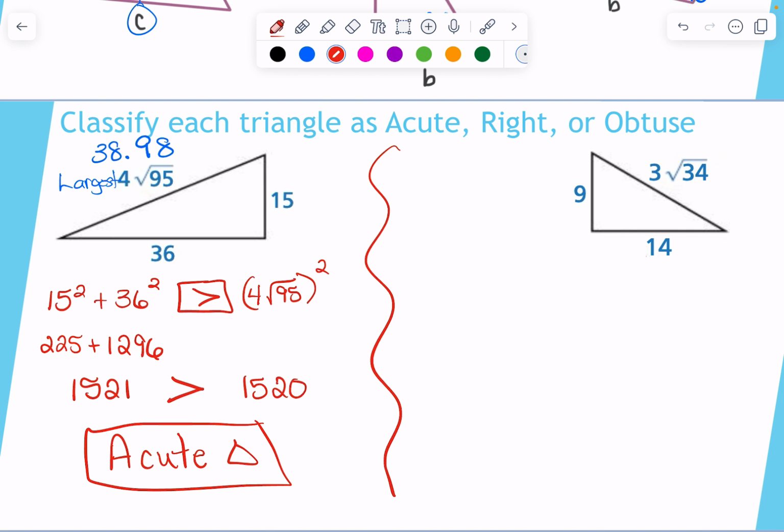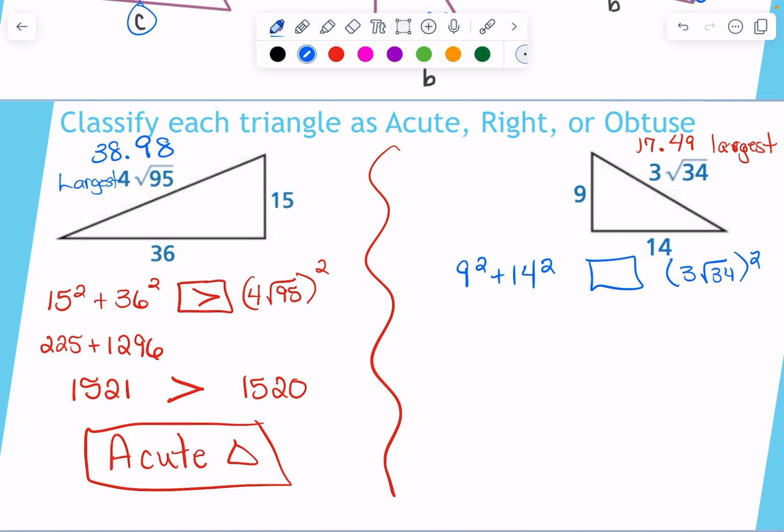Let's try the other one now. So the first thing I need to do is figure out what is 3 times the square root of 34, and that comes out to be 17.49. So again, that is the largest side. Sorry about that. That's the largest side. So now what we're going to do is take that and set it up. So I've got 9 squared plus 14 squared. What are you to 3 square root of 34 squared?